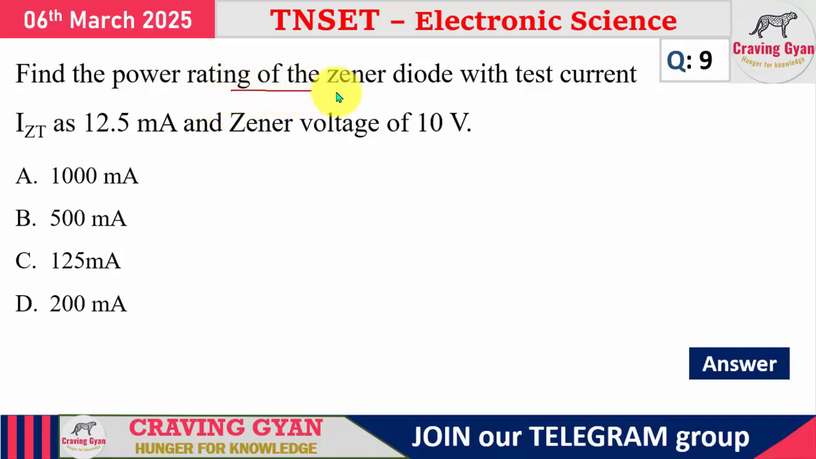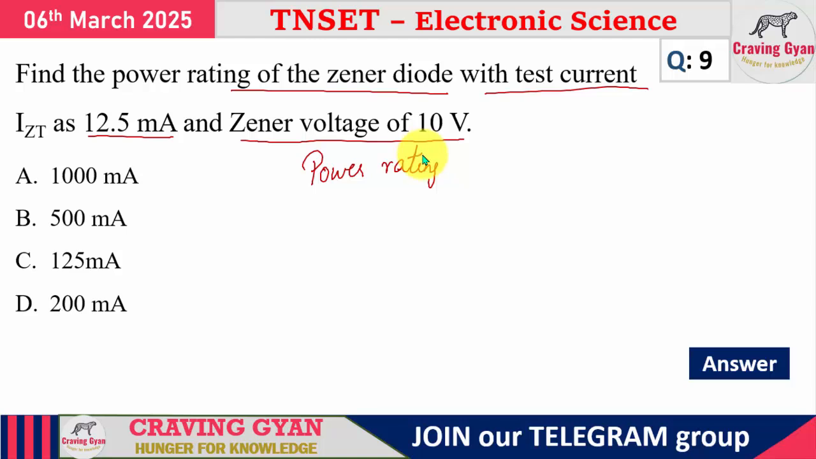Find the power rating of a Zener diode with test current equal to 12.5 milliamperes and Zener voltage of 10 volts. Look at the things carefully. What is the power rating? How are we going to express it? The power rating is expressed in terms of voltage and current, IZT into VZ. The current is 12.5 milli, and VZ is 10, which equals 125 milli.